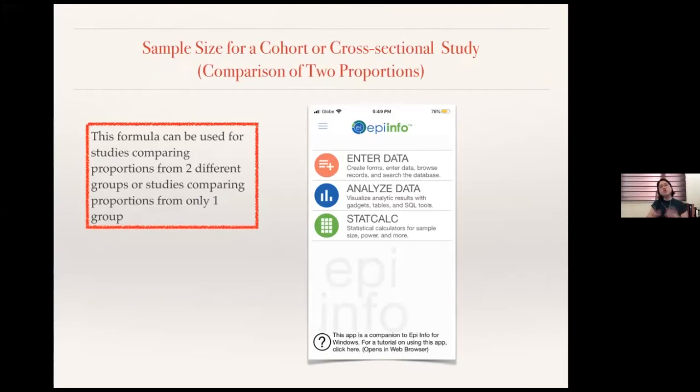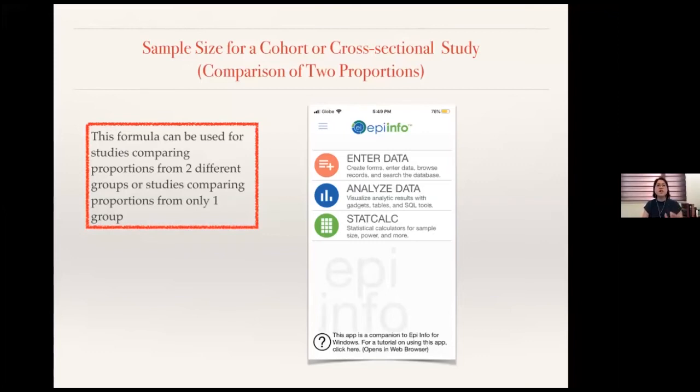When we say two proportions, a proportion is a percentage. So we're talking about people. We're talking about how many patients improved on this drug versus how many patients improved on this drug. Or how many people smoke in this group of persons and how many people smoke in this particular group of persons. No? So these are two proportions. So this formula is used for studies that compare proportions from two different groups.